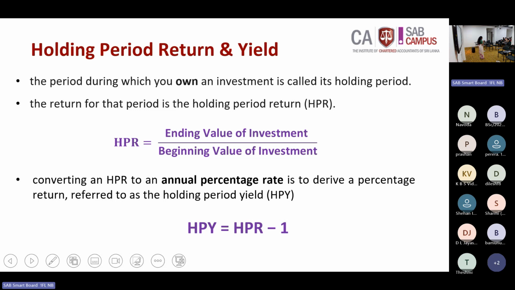150 divided by 100. How can you convert it to the yield? Yield means a ratio. We calculated yield to maturity with the IRR, do you remember that? How do you convert the holding period return into the yield? From the calculated holding period return value, subtract 1. So then it gives us the ratio, or the yield.